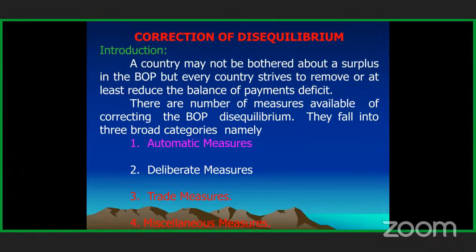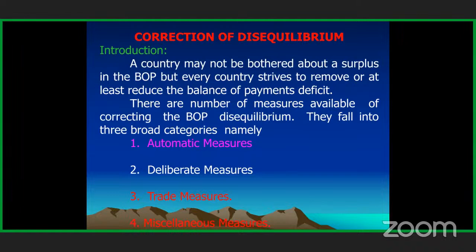One more kind of disequilibrium is structural disequilibrium. It emerges on account of structural changes in some sectors of the economy at home or abroad, which may alter the demand and supply relations of exports and imports or both. Actual deficit is measured by the extent of accommodating finance required to meet the deficit. So this is structural disequilibrium.